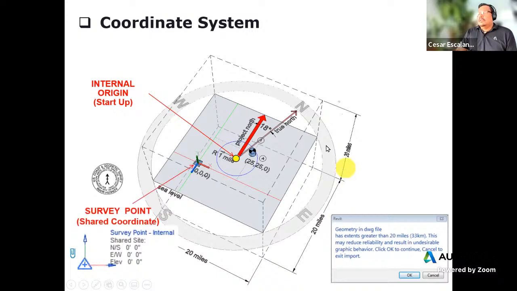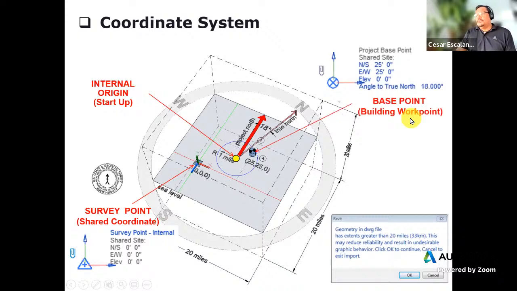The next point is called the survey point, and another point is called the base point. So again, the relevance of the internal origin is that you can export things using this point, or you can link files using this point. But that's it. There's no other use of this point. This point doesn't report coordinates. You cannot read any dimensions or any values out of the origin. It's just there.